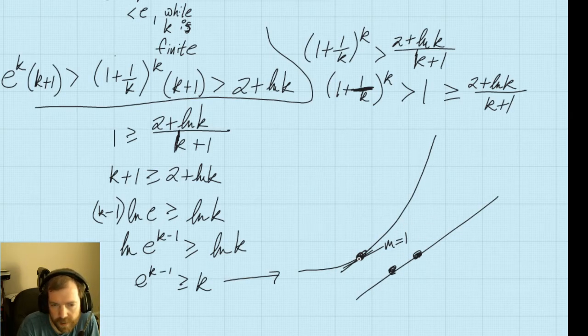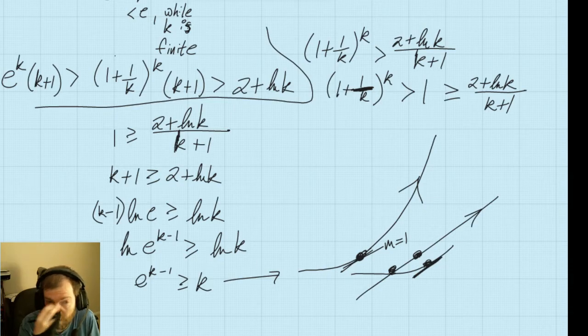So if we say, okay, where is the slope of this function, e to the k minus 1, going to be equal to 1? If it's on the left of this, that means that this is going to pull away faster and eventually go off to infinity. Meanwhile, it will not intersect this. If, on the other hand, we reach a slope of 1 after the line itself, then, yeah, okay.